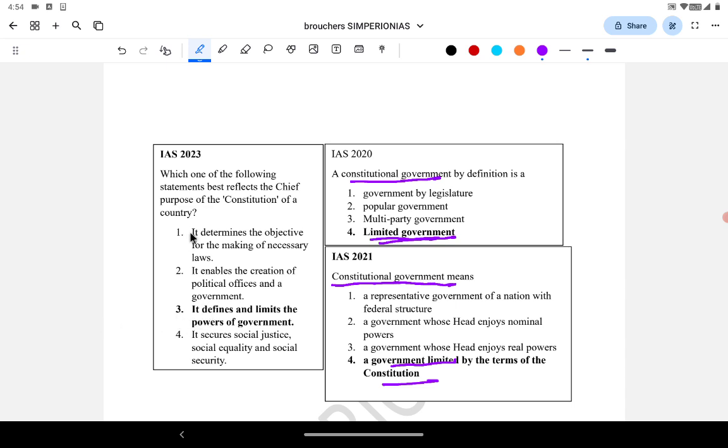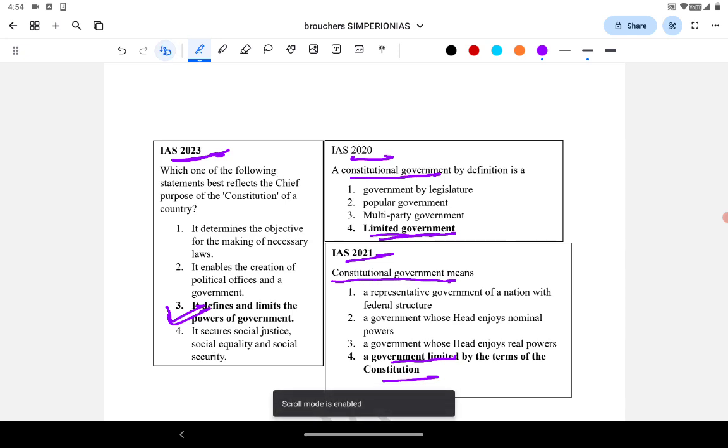Again, you can say what is the purpose of Constitution? It defines the limit on the power of government. Direct repetition, that too in 2020, 2021, 2023. Such questions are like bonus questions, like a free hit. You should not miss such questions.